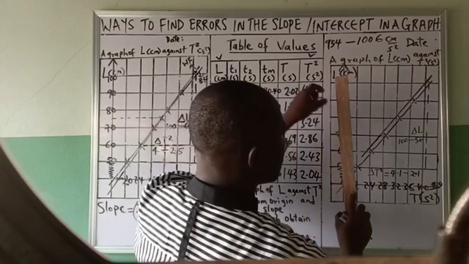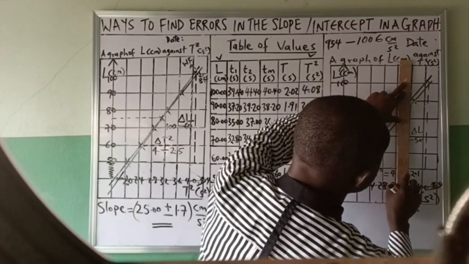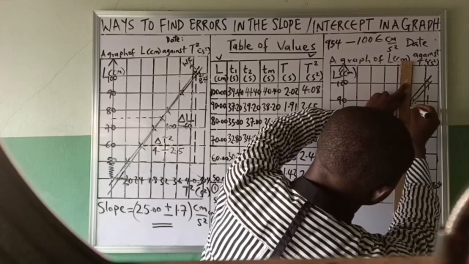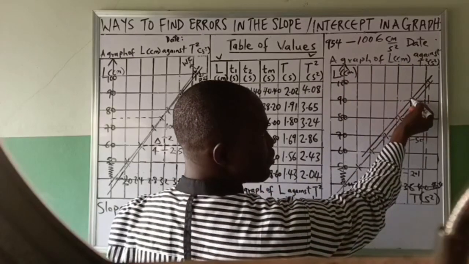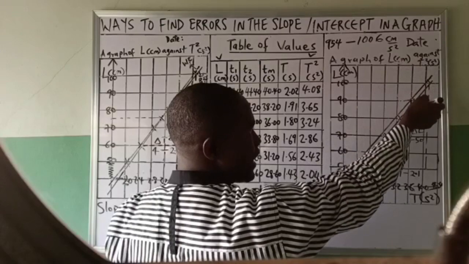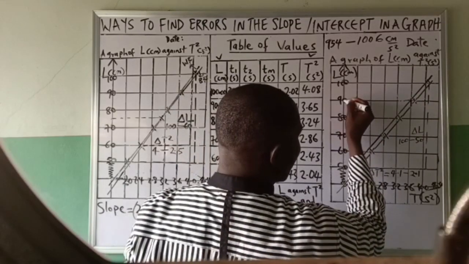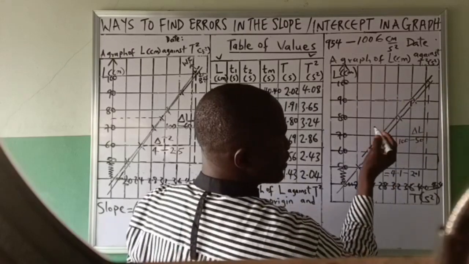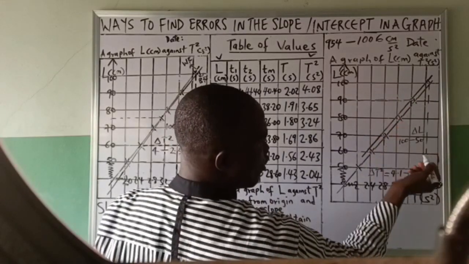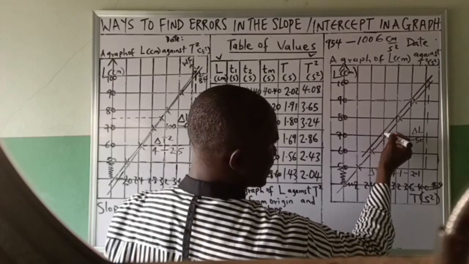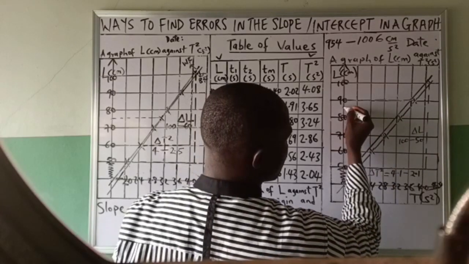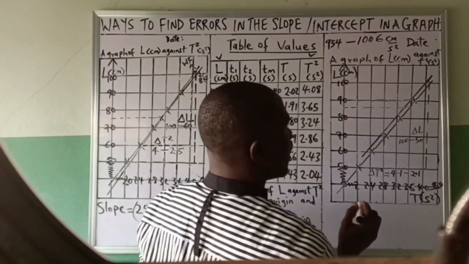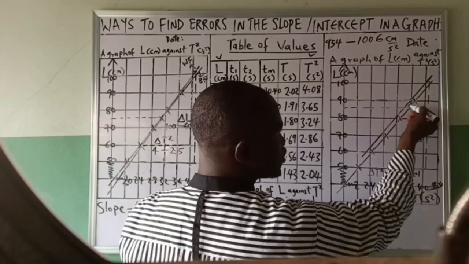When we are done with the drawing, we take a vertical line. Look at a vertical line between that parallel line and the line of best fit. We locate the highest point of that vertical line. You can take the vertical line at any point. You can take it here, you can take it at any point. So look at here. This is how to get your vertical scatter.